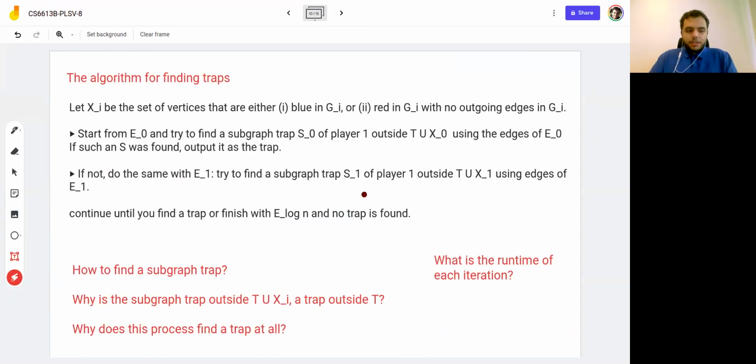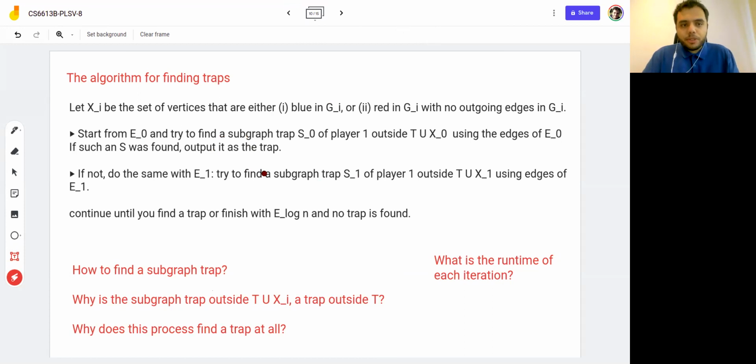Okay, so here's the algorithm that I have finally. The idea of the algorithm is instead of trying to find the trap in the original graph, let's start with the smallest graph that we have. Let's start with G0 and try to find the trap there. If we couldn't find the trap in G0, then let's add some more edges. Let's go to G1 and try to find the trap there. And let's just continue this until we either get to G log n, which is the same as G, and fail in finding any new traps, or we find some trap in some iteration.